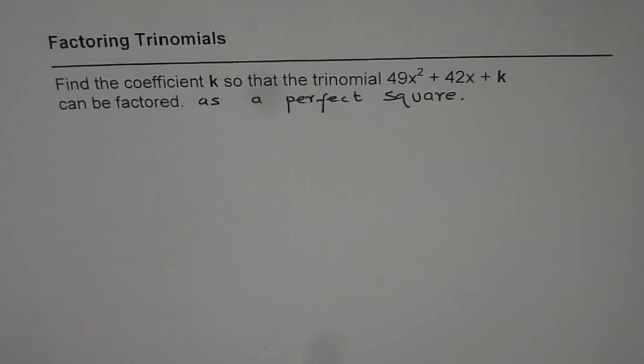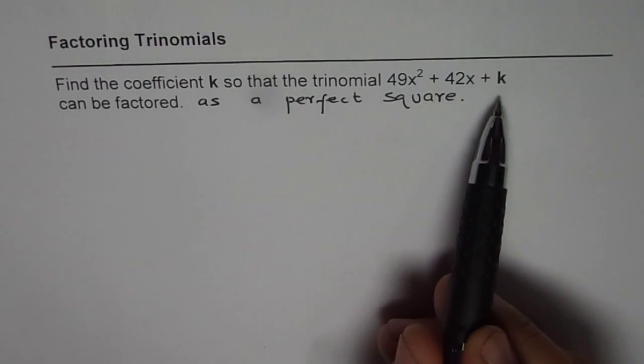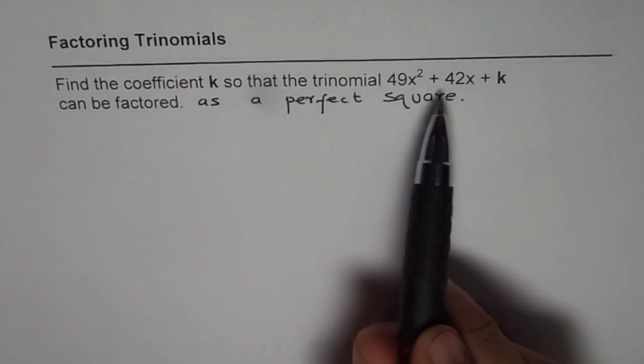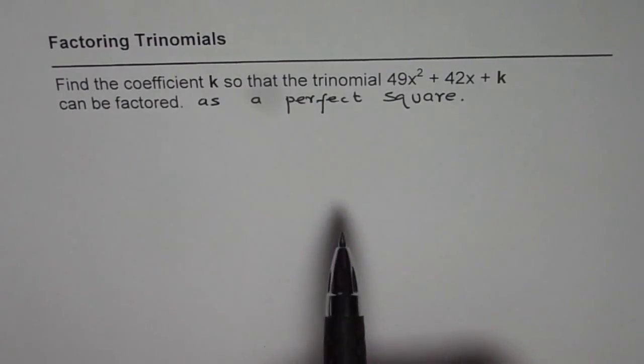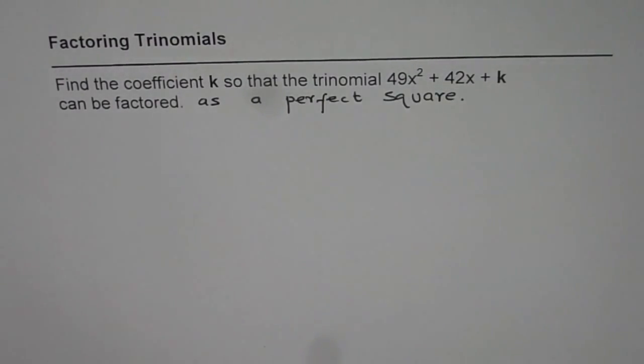The question here is, find the coefficient k so that the trinomial 49x squared plus 42x plus k can be factored as a perfect square. Now I have purposely added "as a perfect square" in this particular statement so that you don't use the tricks which I have already taught you in the previous videos, right? So this time make sure that you find a value of k so that this trinomial can be written as a perfect square, right? So let us perfect our technique of doing so.